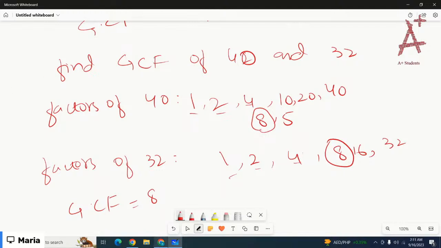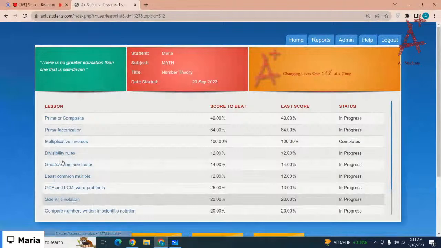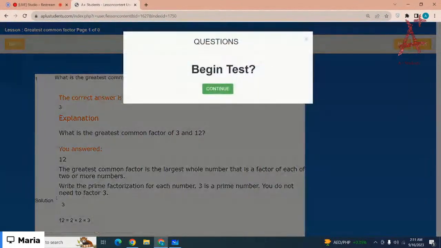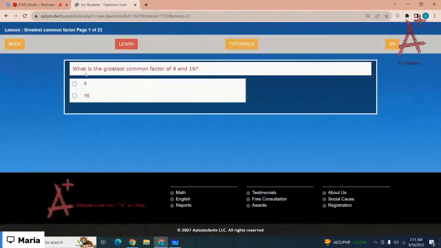Let's just go to A plus, find examples and do some of the practice questions. So here is greatest common factor. Okay, let's start with the test questions. Okay, what is the greatest common factor of 4 and 16? Now here you have been given options. If you are given options, that is very easy to find the correct option, right?